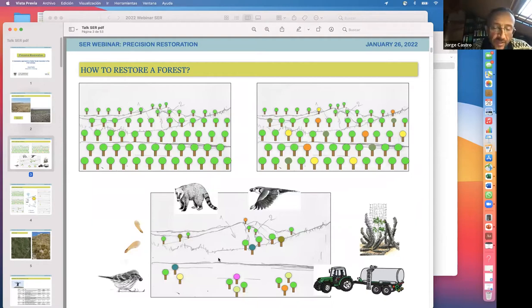Once the system is functioning, once it is providing ecosystem services and the interactions between organisms, this is a wonderful landscape. We do not have to go to this situation again. And for that, we need some time. Especially, we need to be sure that the trees will be trees in the future.